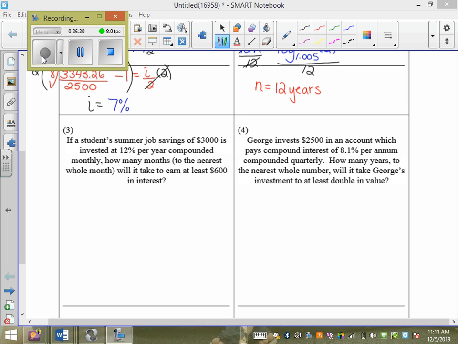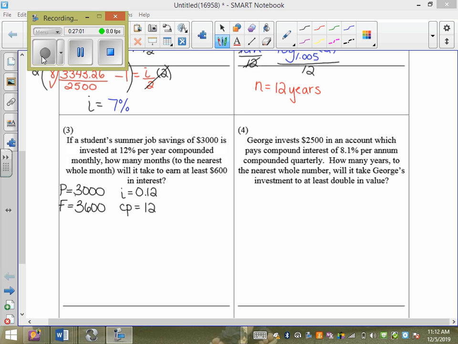So your initial is 3,000. Your final is 3,000 plus 600 interest, so 3,600. Your interest rate in decimal form is 12% divided by 100, so 0.12. And CP is monthly, which is 12.